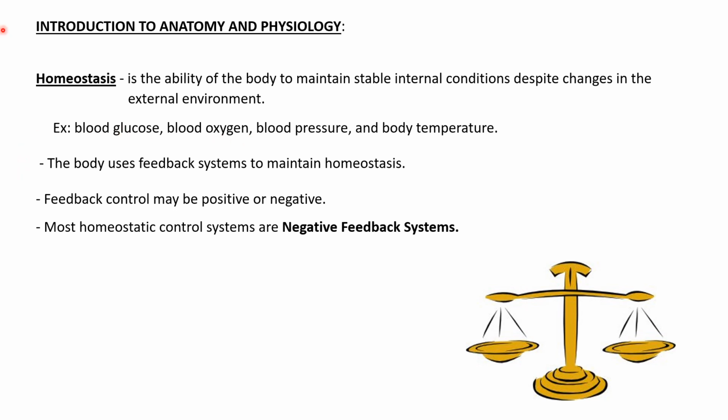So the body uses feedback systems to maintain homeostasis. And by the way, notice this word stasis, stable, homeo, same, so same stable conditions. So feedback control may be positive or negative, and most of the homeostatic control systems are negative feedback systems.